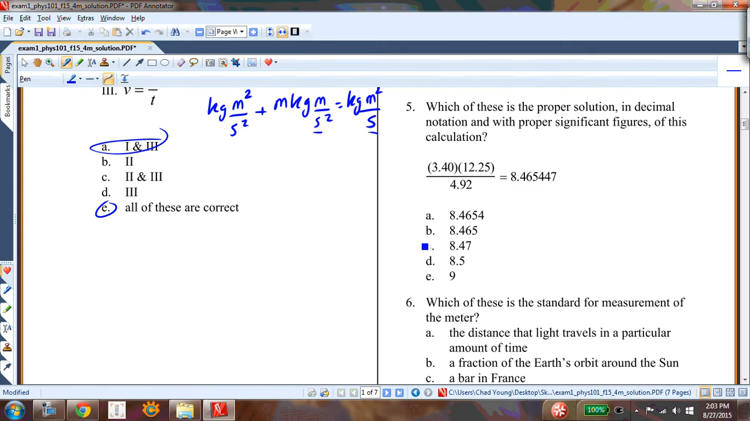What is the proper solution in decimal notation of this calculation? Well, if I put this in my calculator, I get this. Let's see, I'm going to do this multiplication first. I have 3 significant figures, so this number would have 3 significant figures, and then this also has 3. So my final answer should have just 3 significant figures, so it should be 8.47. C is the right answer.